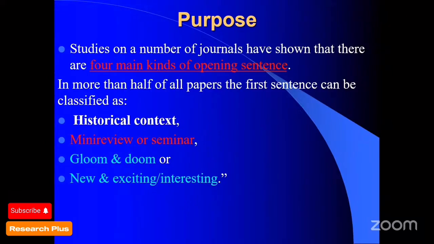In general, studies on many journals have shown that there are four main kinds of opening sentence, how you want to introduce the title or the topic of your research. And usually, this can be defined either as you refer to the historical context around that topic or issue, or you give a mini review or seminar as your opening sentence, or you use a gloom and doom approach, highlighting the challenge of how big the problem is, or you mention that this is new and exciting. I'll go ahead and give some examples.